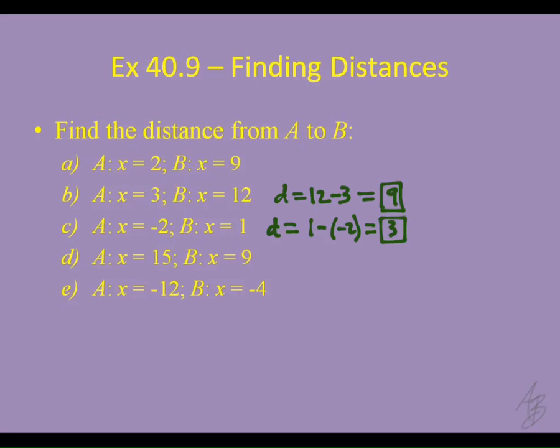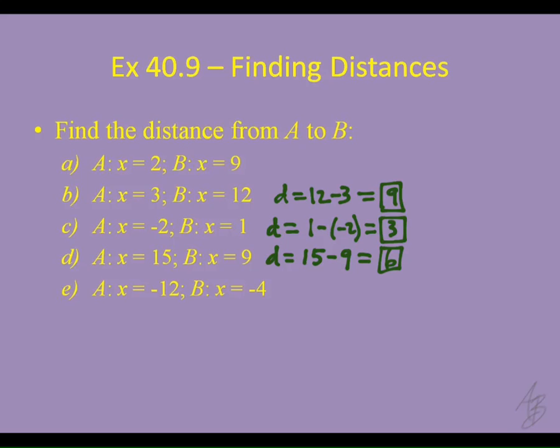Okay, good. Part, what are we on? D? Malik. 15 minus 9. Okay, why'd you switch it up? In all the other ones we've done B minus A. Why are we doing A minus B here? Because 15 is bigger than 9. Yeah, as long as we do the bigger number first, take the bigger number minus the smaller number, we don't have to worry about the absolute values. And what do we get there, Malik?